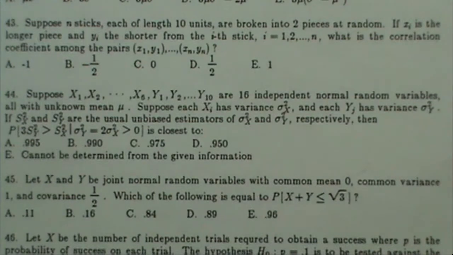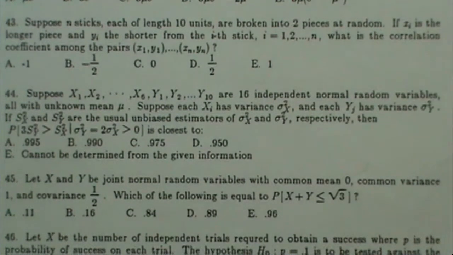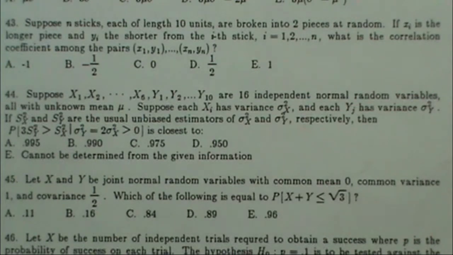Number 44, suppose x1 through x6 and y1 through y10 are 16 independent normal random variables, all with unknown mean mu. Suppose that each xi has a variance of sigma sub x squared, and each yi has a variance of sigma sub y squared. If sx squared and sy squared are the usual unbiased estimators of sigma x squared and sigma y squared, respectively, then this probability is closest to.